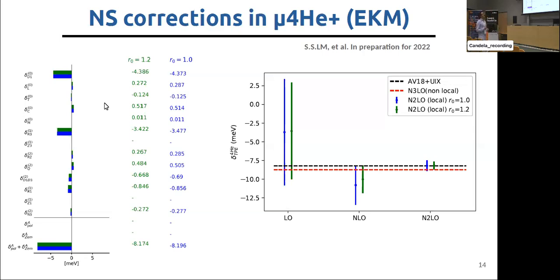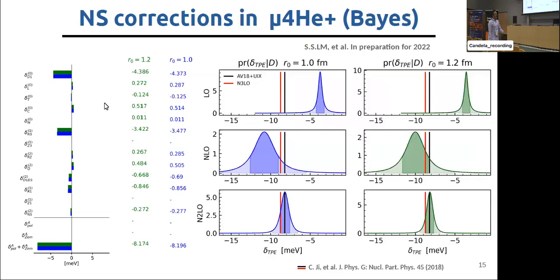Going to the right part, we can see the convergence pattern of this observable as we increase the order of the chiral expansion. These points with the error bands are my results, and the horizontal lines are two previously established computations. You can see that after each step, as we go from the leading order to next leading order, next-to-next leading order, we converge towards the previous computation. Now we can analyze these uncertainties in a different way.